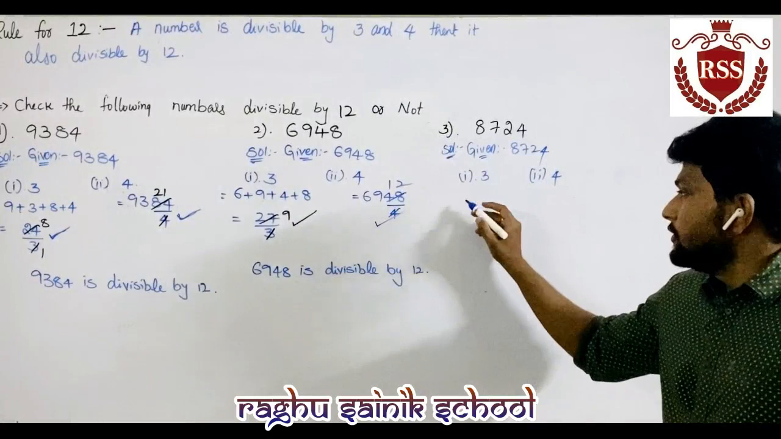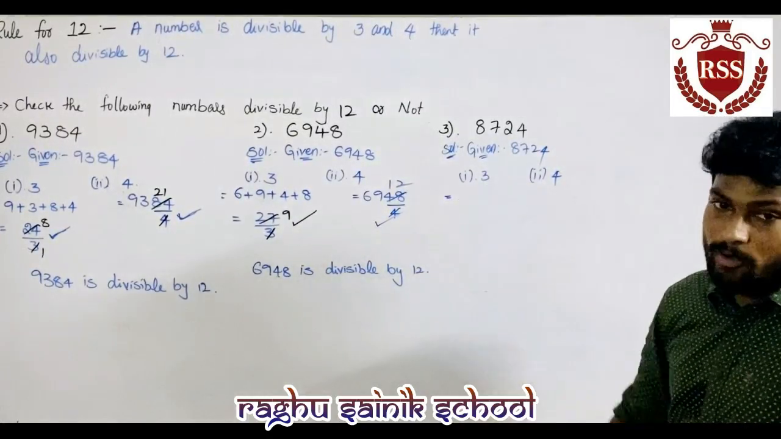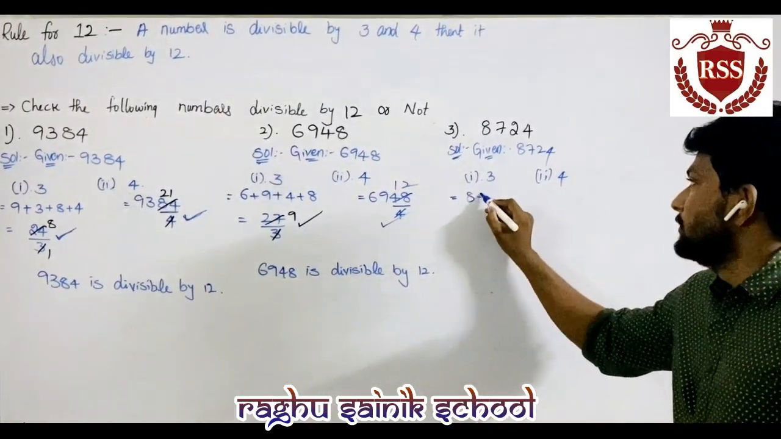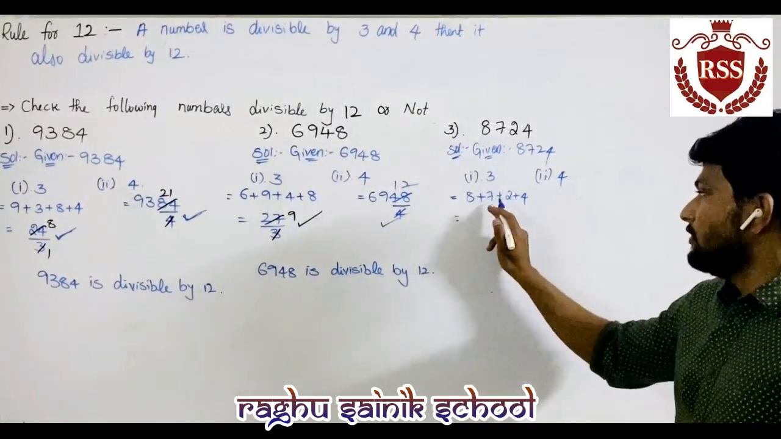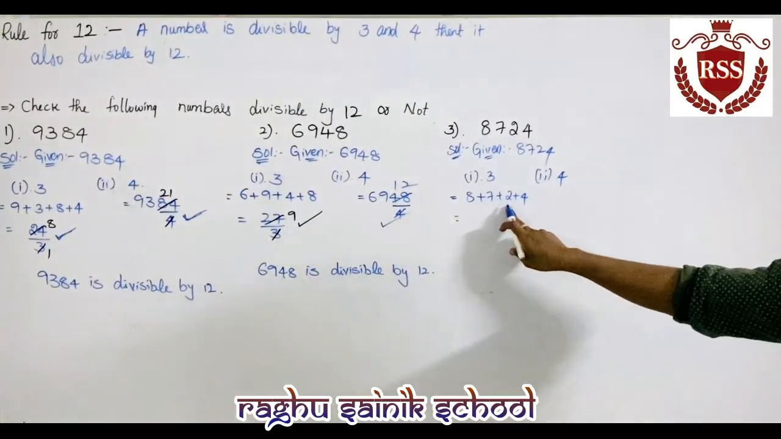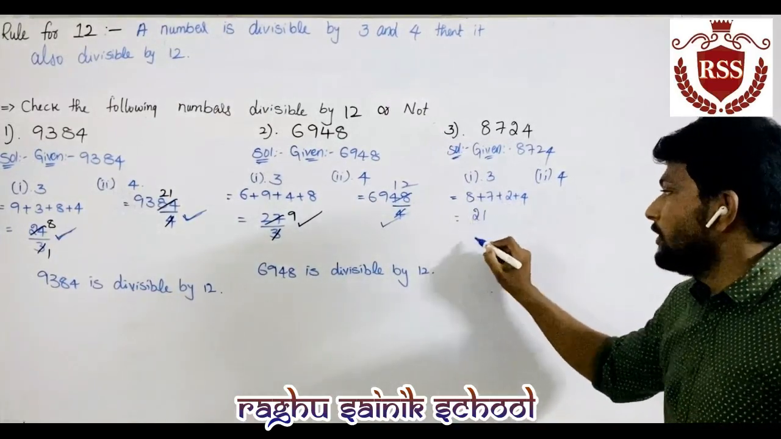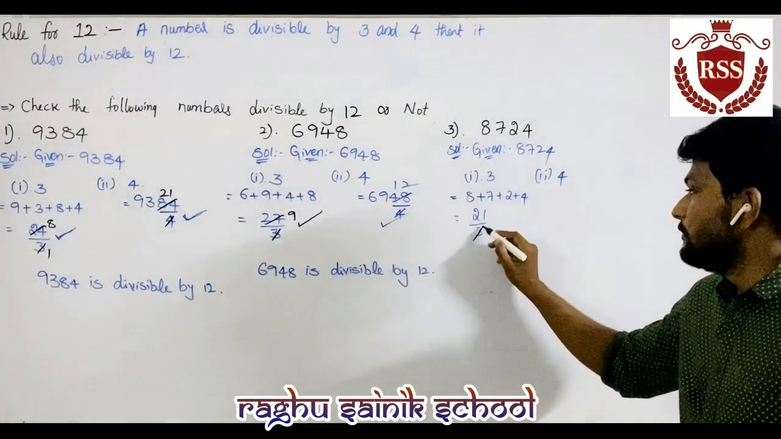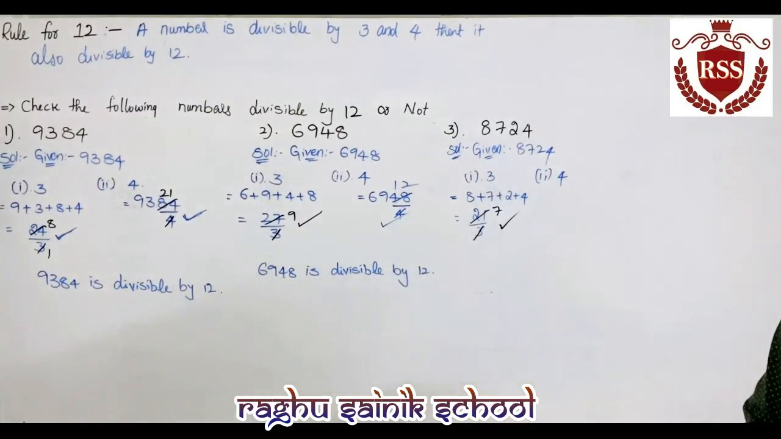First, what is the divisibility rule of 3? The sum of all the digits. 8 plus 7 plus 2 plus 4. 8 plus 7 is 15. 15 plus 2 is 17. 17 plus 4 is 21. Is 21 divisible by 3 or not? Yes, 21 is divisible by 3. 3 sevens are 21. So it is divisible by 3.